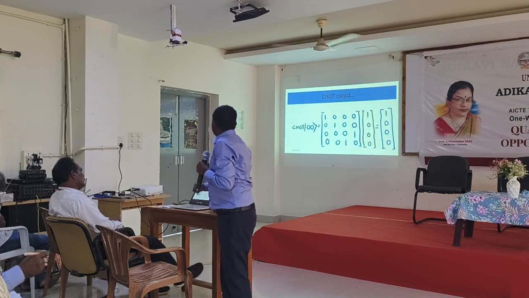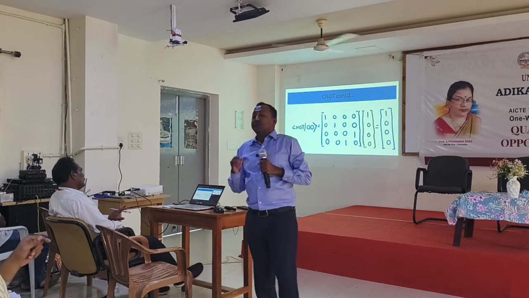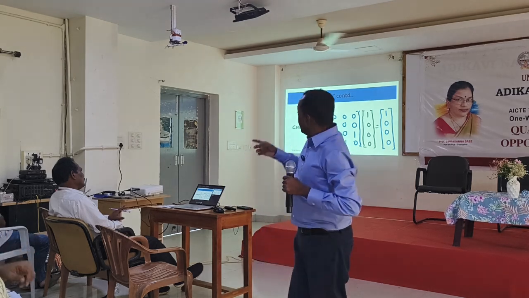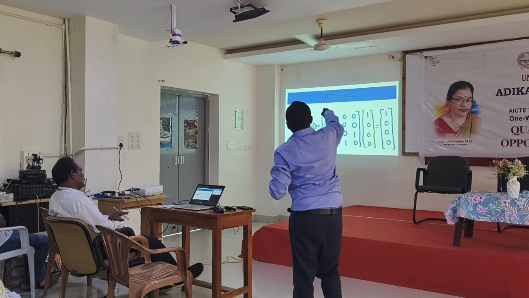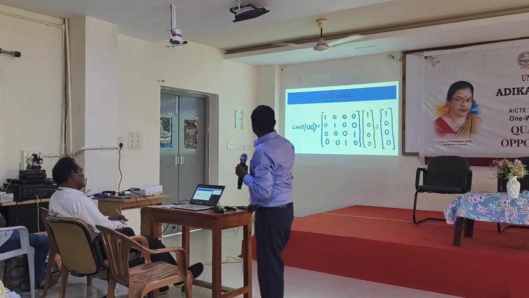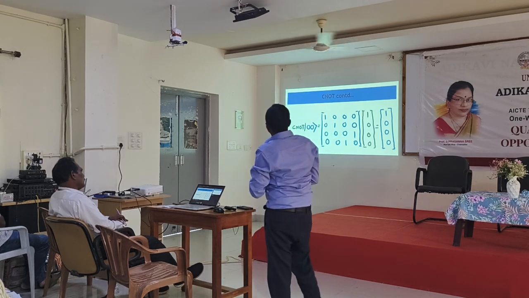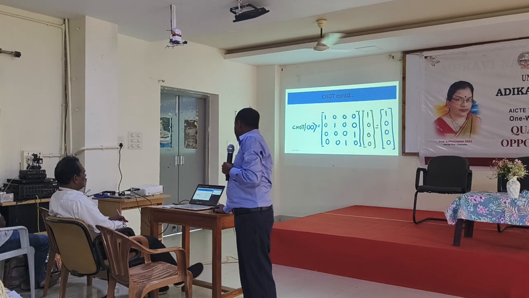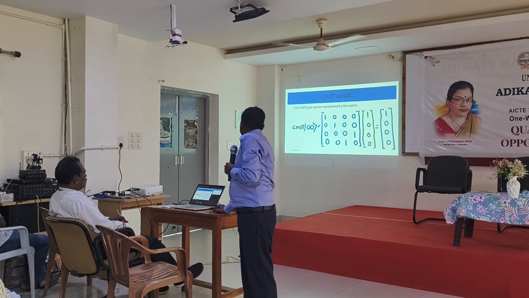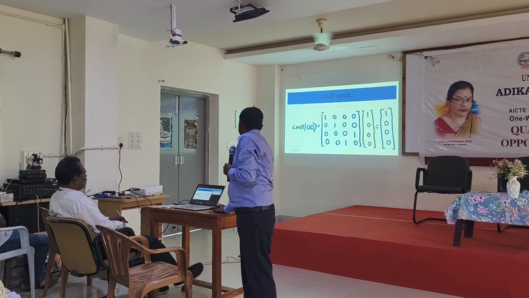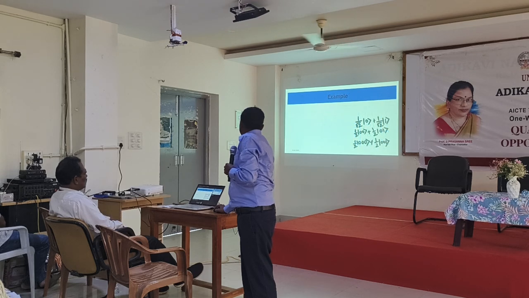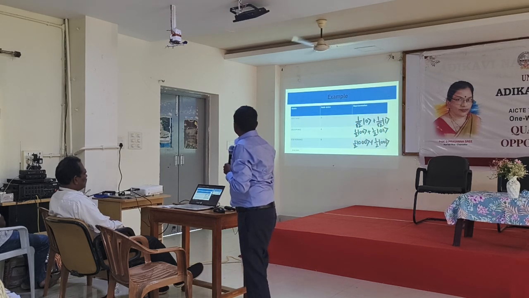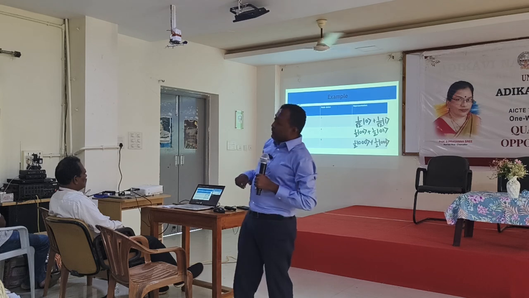Right? CNOT on 0 0. What is internally happening? Look at that. That is a matrix under the 0 0. Look at the final output. Look at the final output. Super. Look here.